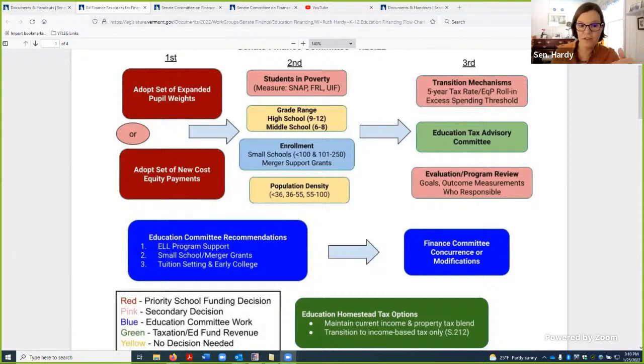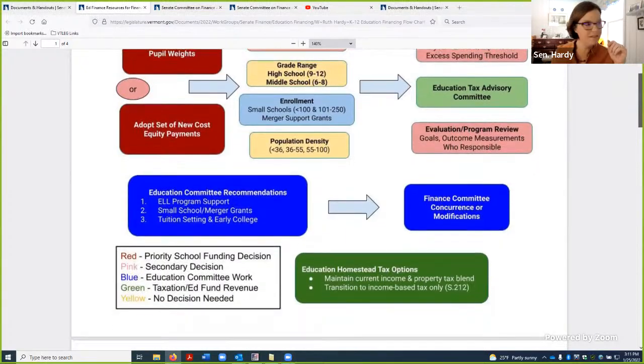And then the final thing is the education homestead tax proposal, or S212, that we looked at last Friday. And that has in it a provision about an education tax advisory committee. And that's why that one is green up there. So those are taxation issues that we would need to deal with or could deal with. But the primary decision is weights versus cost equity payments. And Faith, if you could scroll to the next page, this might help explain it a little bit better.